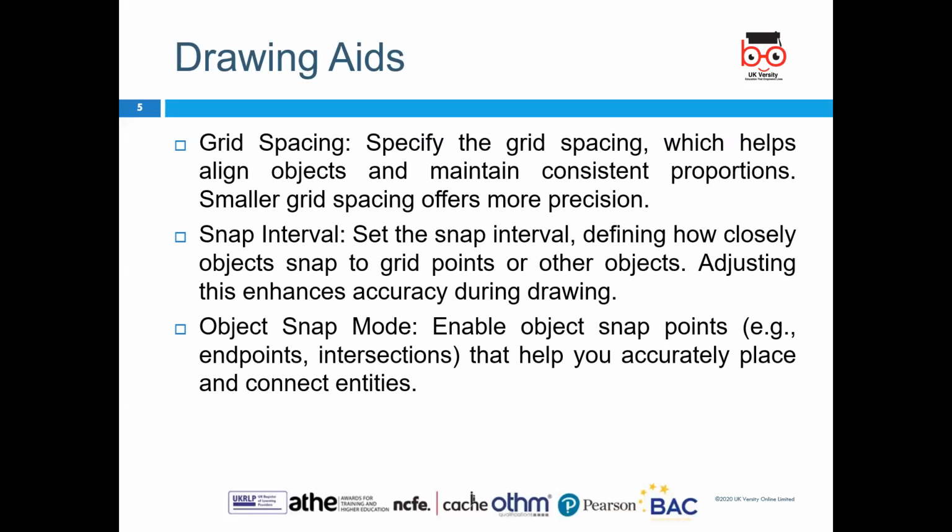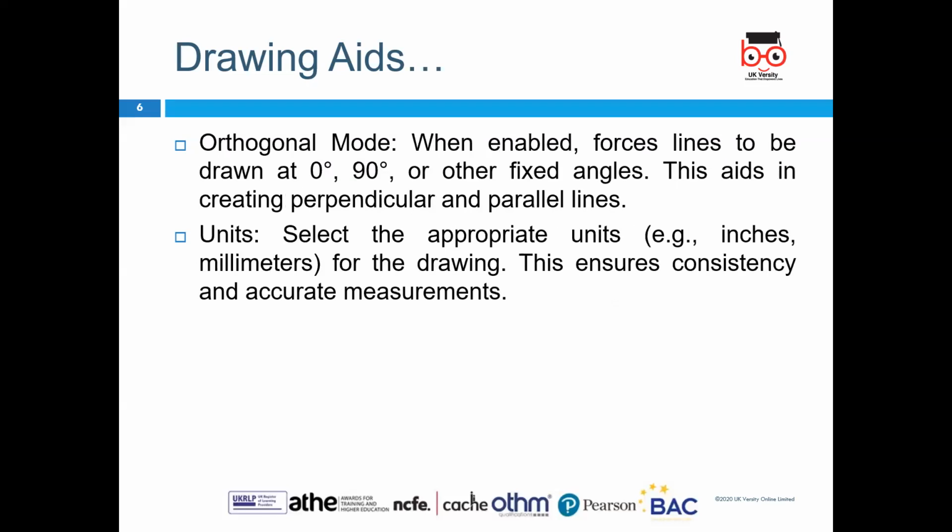Then you have the object snap mode. Here you have to enable the snap points, for example, end points, the intersection, the T points, which help you to accurately place and connect the entities. Then another option in the drawing canvas is the orthogonal mode, which when enabled forces lines to be drawn at 0 degrees, 90 degrees or other fixed angles. This aids in creating perpendicular and parallel lines. So this is how you use the orthogonal mode.